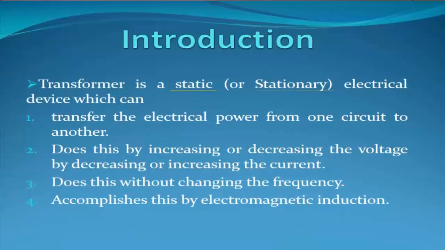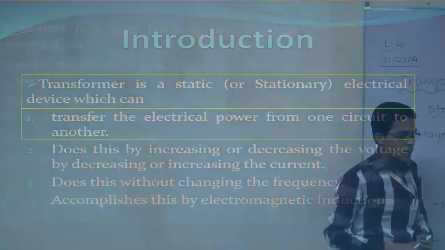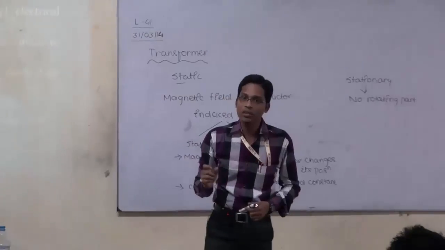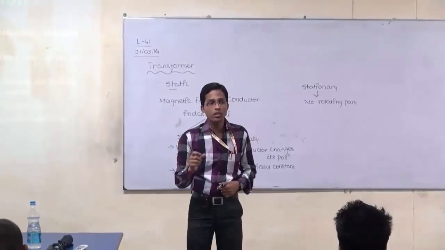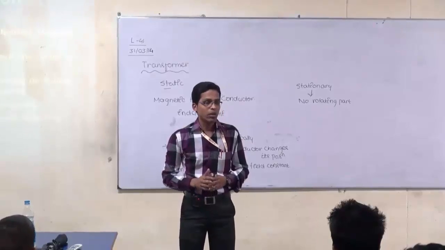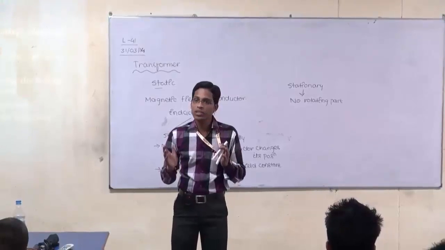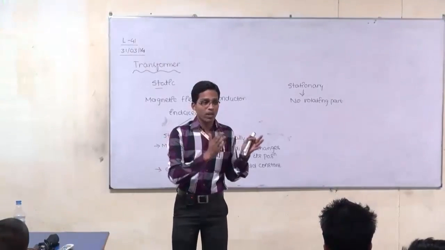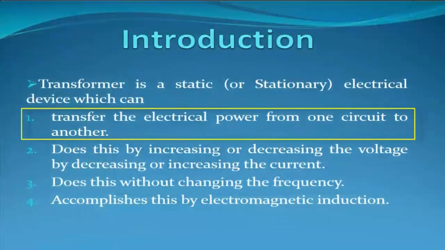Next we'll go into what a transformer is actually doing. The first point says a transformer is a static or stationary electrical device which transfers electrical power from one circuit to another circuit. In a DC generator, mechanical energy is converted into electrical energy. In a motor, electrical energy is converted into mechanical energy. So there is some energy conversion. But when you are talking about the transformer, there is no such energy conversion. We are just transferring the power from one circuit to another circuit.